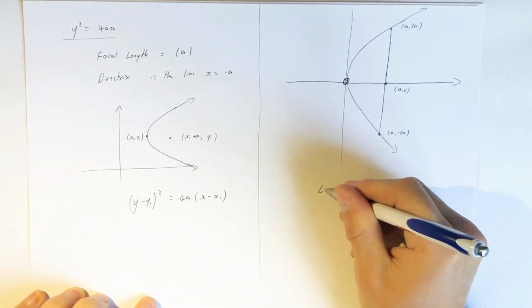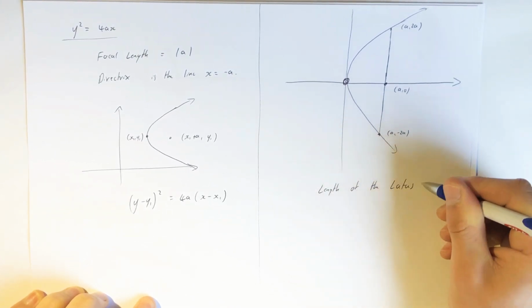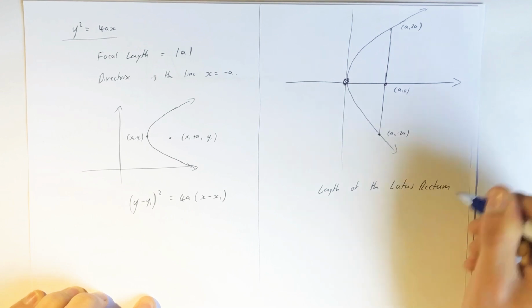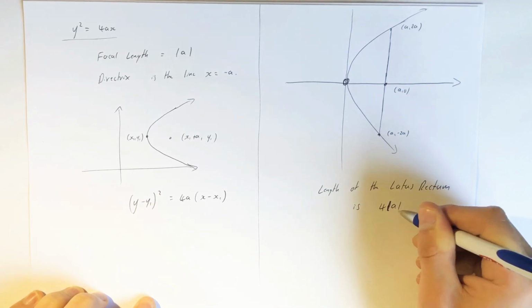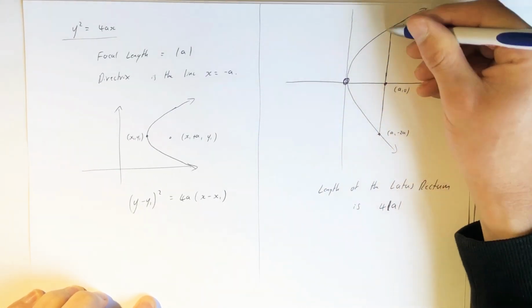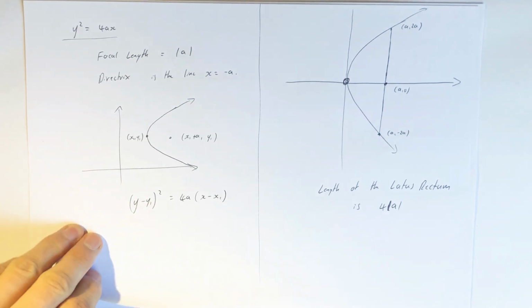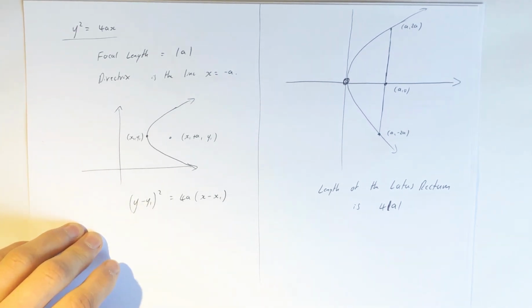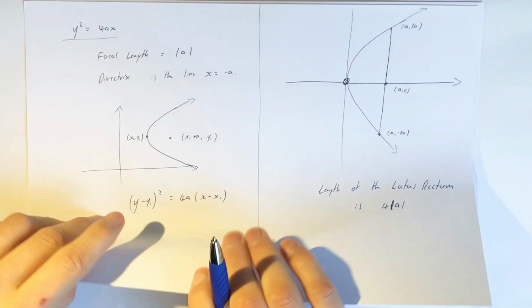And the length of the latus rectum is 4, absolute value, a. Right, there's 2a and 2a, so the length is 4a. And that's pretty much everything you need to know about the parabola. And I'll get into the parametric equation tomorrow. So without further ado, you guys can answer this question.